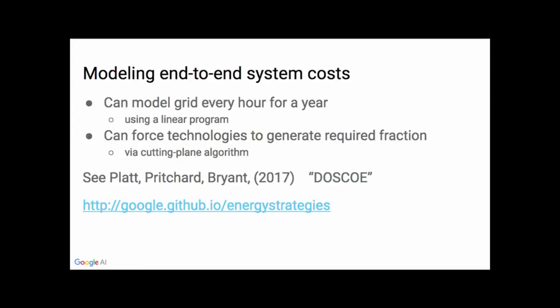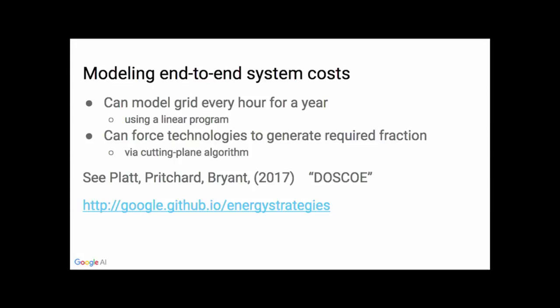So you can do that. There's been a number of papers in the field of modeling end-to-end system costs. We have a paper too. The way those kinds of end-to-end models work is you can model a grid for every hour of a year. And that is just a big linear program. It's not surprising it's a linear program because all of these costs are linear in these quantities like the peak or the sum. And an extra thing we added in our paper was a what-if.